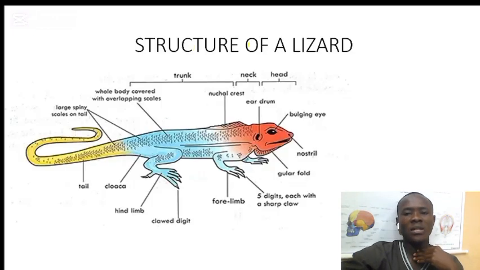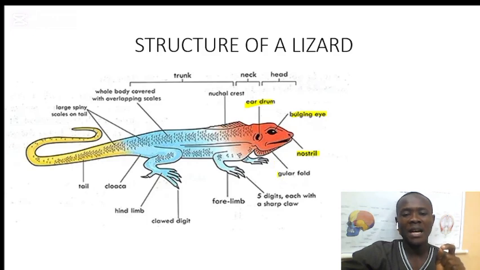Now let's talk about the structure of a lizard. We are going to talk about the diagram that you are seeing here, and we are going to talk about the various parts that are labeled. Now let's start. We start with the one at the front here, which is the nostril, which they use for respiration. And they have a bulging eye, which is used for vision. It is the eye that they use to see. And they have the eardrum on the head, which is used for hearing.